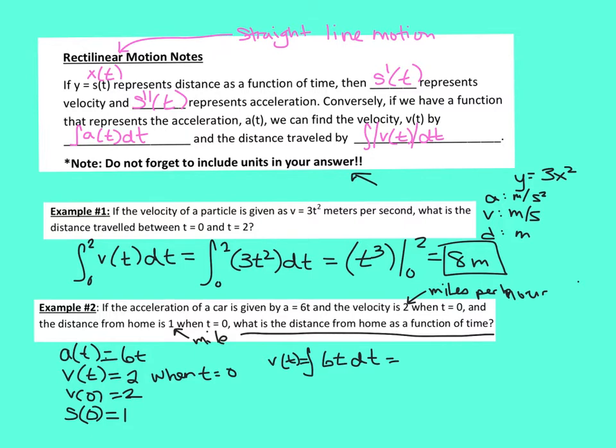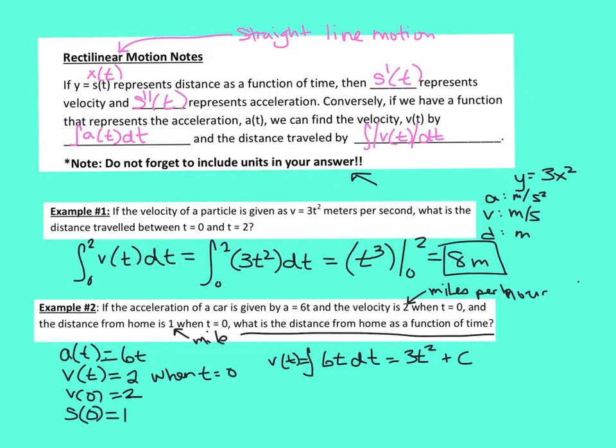However, this means I have an indefinite integral, so I will have a plus c. So I'm going to get actually 3t squared plus c for my v of t. So now, before I find my distance, which I'll get by doing the integral of my velocity, I need to figure out what that c is.